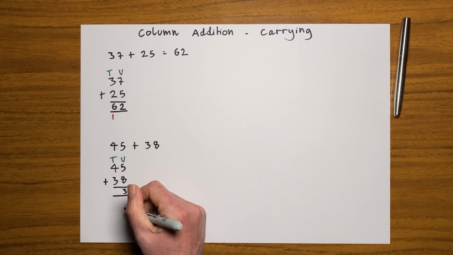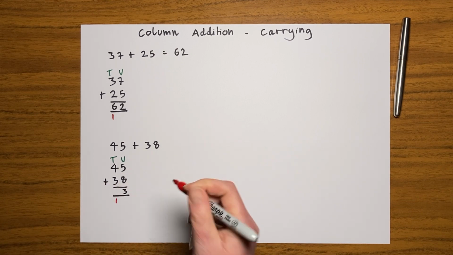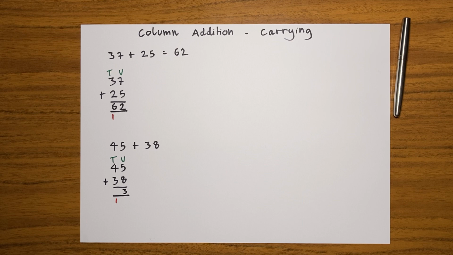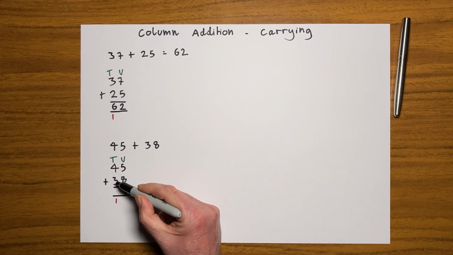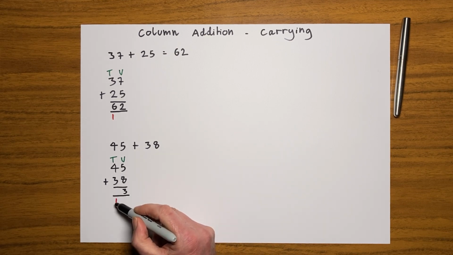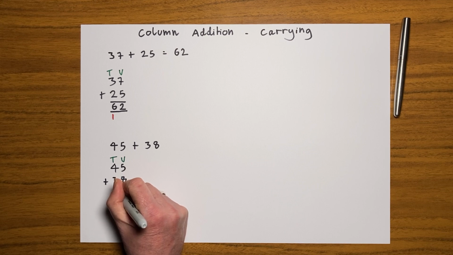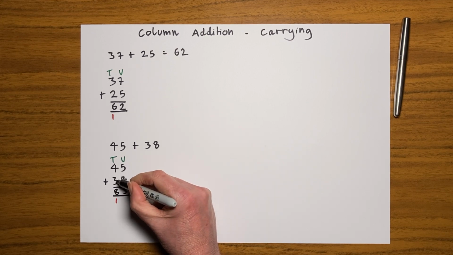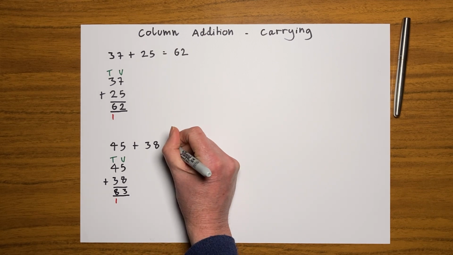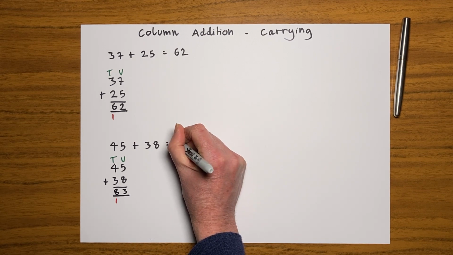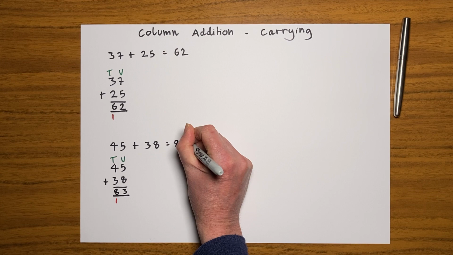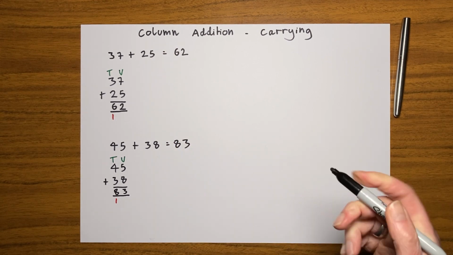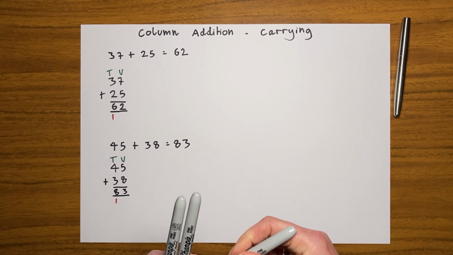I carry it over to the next column and put it underneath. And then I can add 40 and 30 is 70. Add that 10 gives me 80. Or 4 and 3 is 7, add that 10 is 8, to give me an answer of 83. And this will work with as many digits as you like.